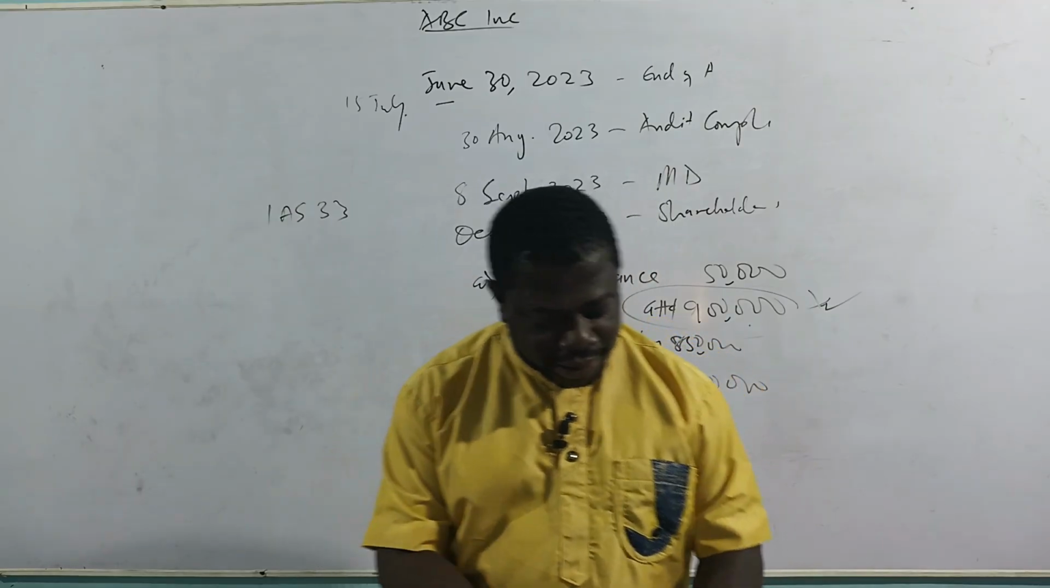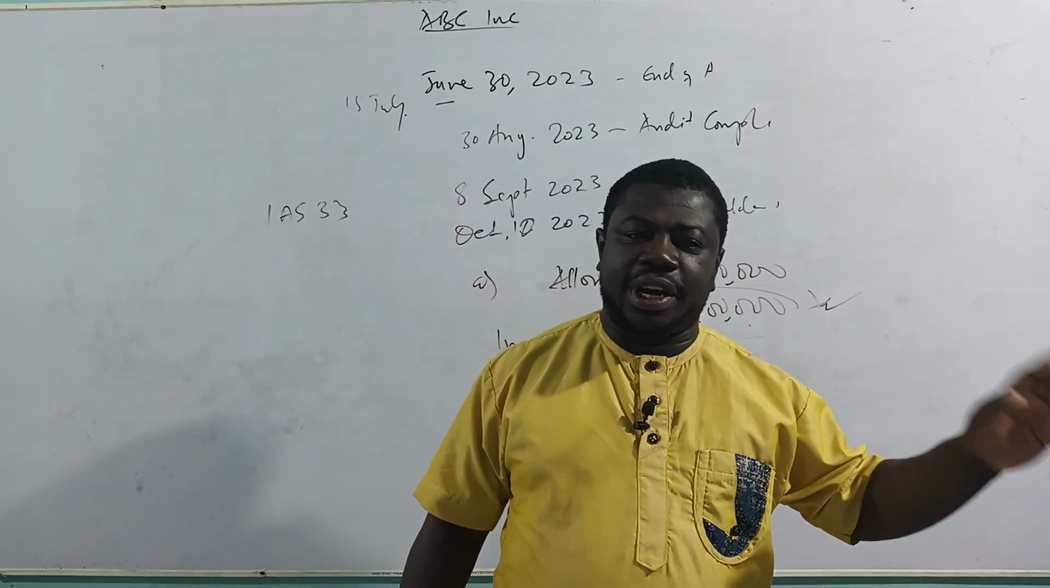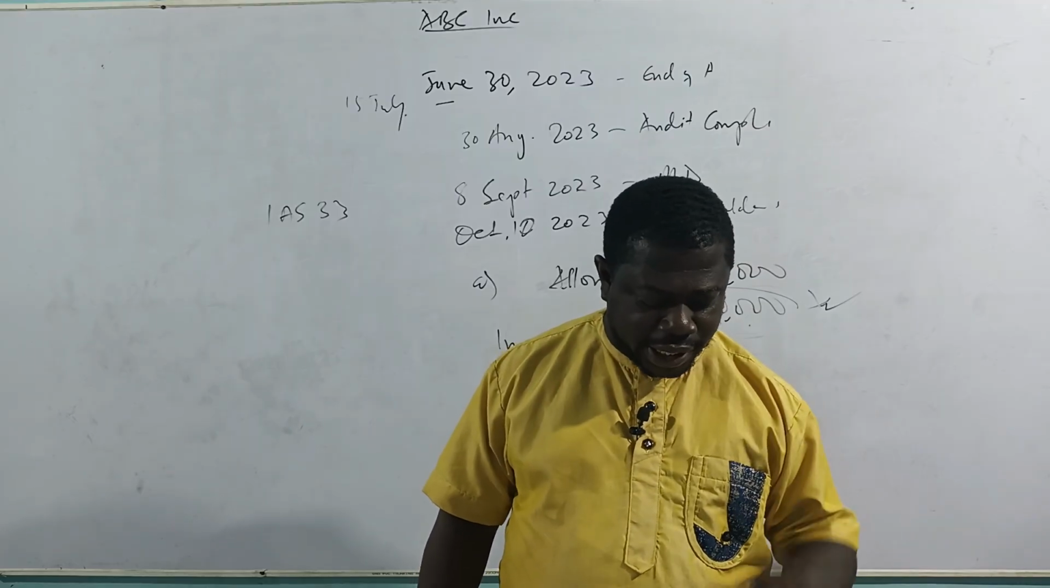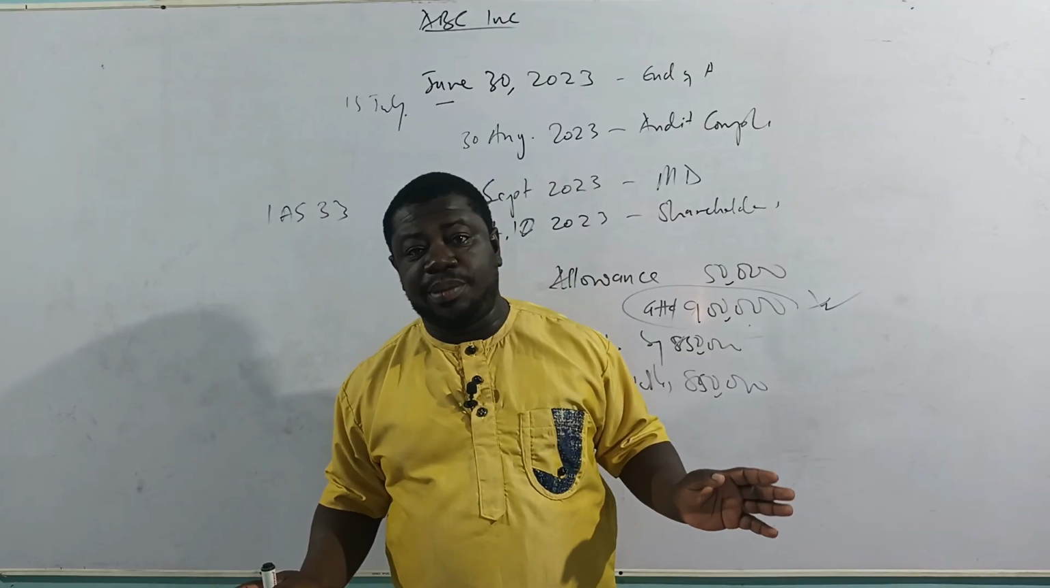So what we can say is that we are only being given information that in the statement of financial position that we have prepared, the issued share capital comprises 100,000 equity shares. This is just information that is being given.